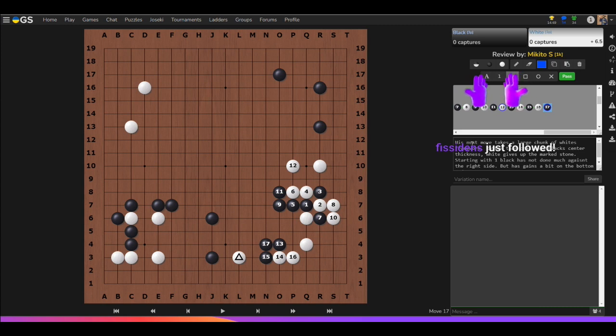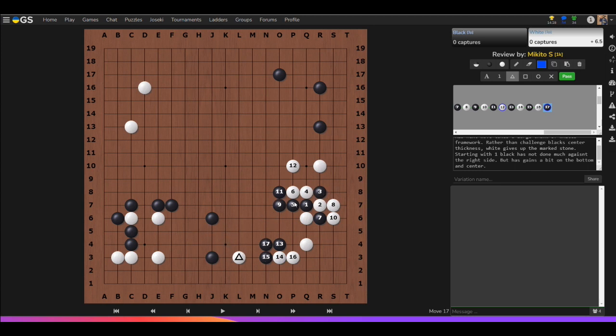His next move takes a large chunk of white's framework. Rather than challenge black's center thickness, white gives up the marked stone, right? This one here. Starting with 1, black has not done much against the right side, but he has gained a bit on the bottom and the center, right? And so we see once again, white got to keep all its stuff, but black got some nice thickness on the outside and a little profit here.